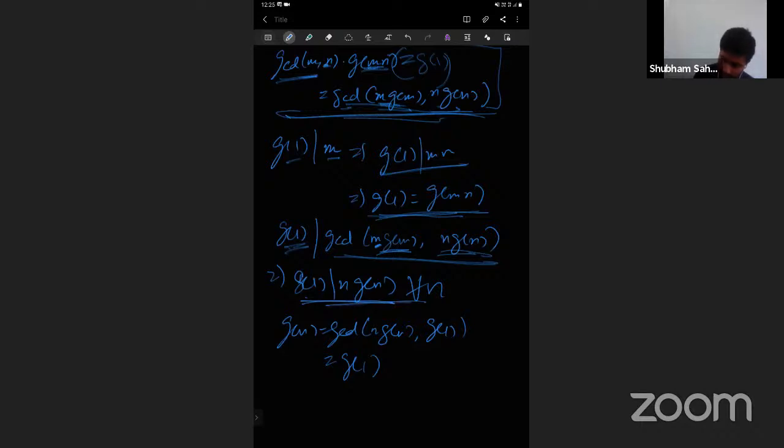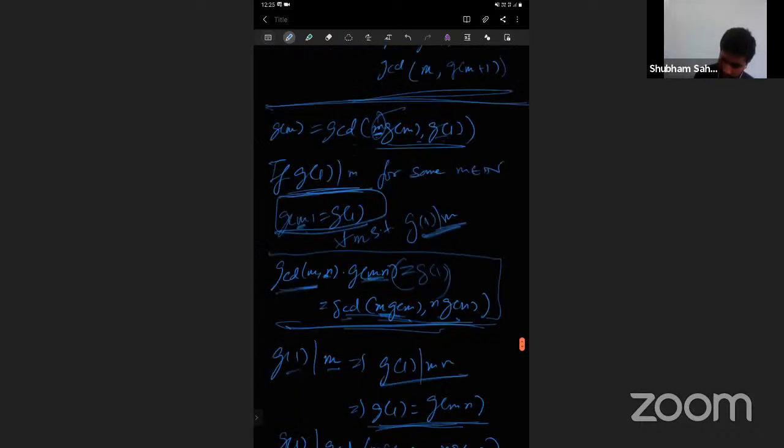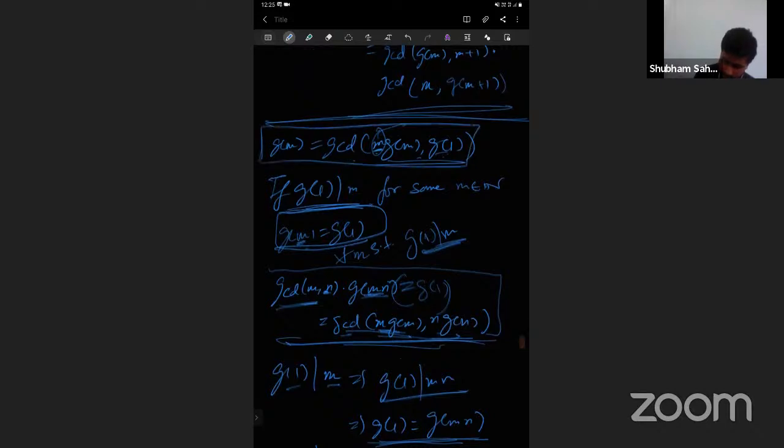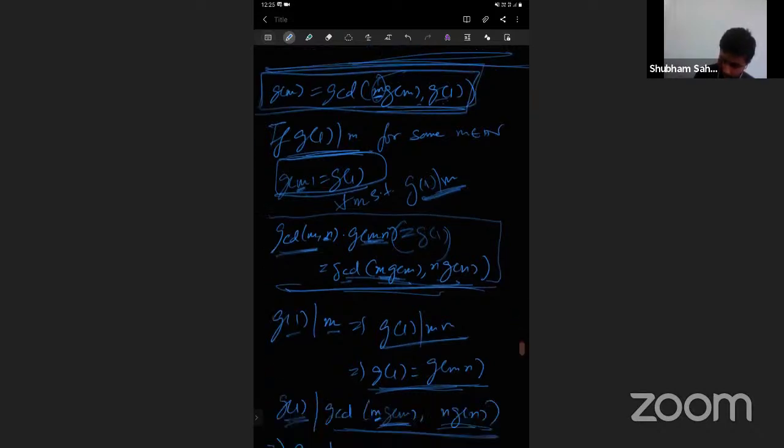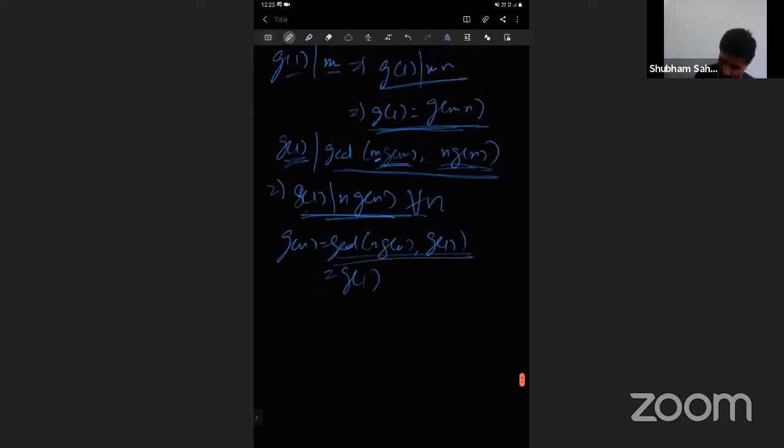Now again, if you plug it back into the equation that you had, g(n) is equal to GCD of this, and this is just equal to g(1). So g(n) is equal to g(1) for all natural numbers n. Okay.